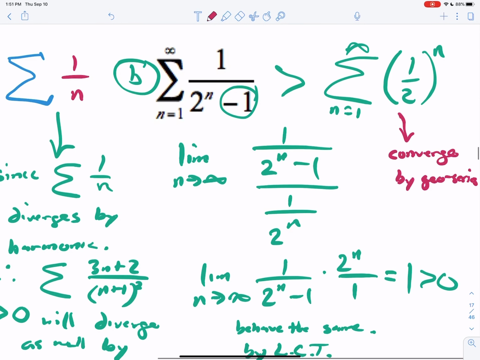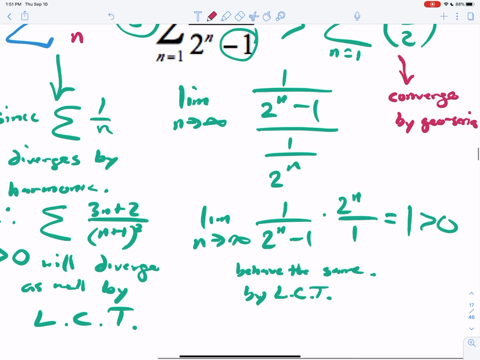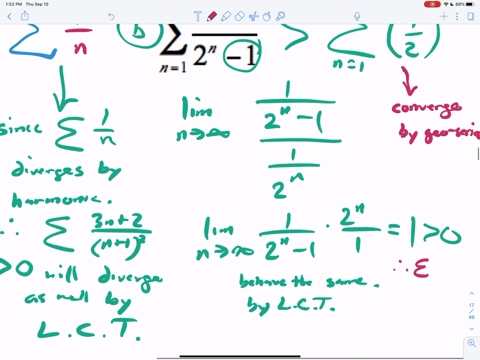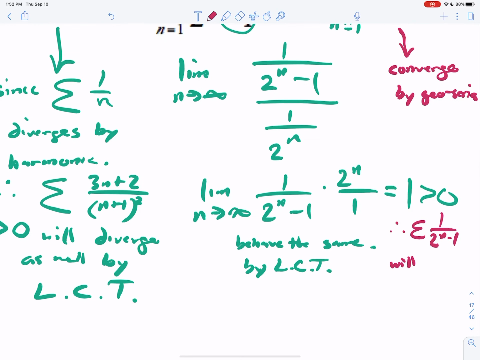So since that one converges, I know by the limit comparison test that the original series will converge too. Therefore, 1 over 2 to the n minus 1, I'm running out of space here, will converge as well by limit comparison test.